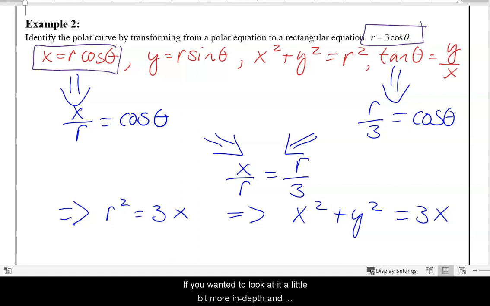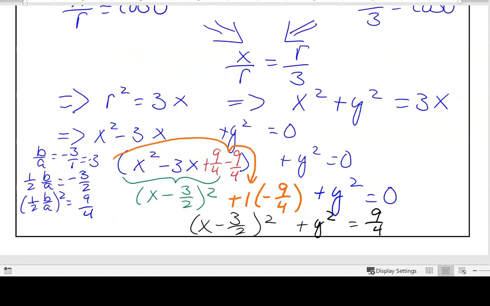If you wanted to look at it a little bit more in depth and see where the center was, you would have to complete the square. I'll do it briefly for you. Pause the video, see if you can do it yourself, turn it back on, and let's see how we did. How'd you do? Yes, I know, this is a blast from the past, way back in college algebra or pre-calculus.